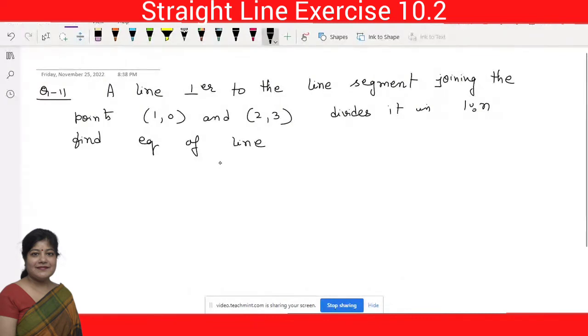Listen, what is the question? There are 2 points. Hitika, firstly try to understand the question. Just read out the question.